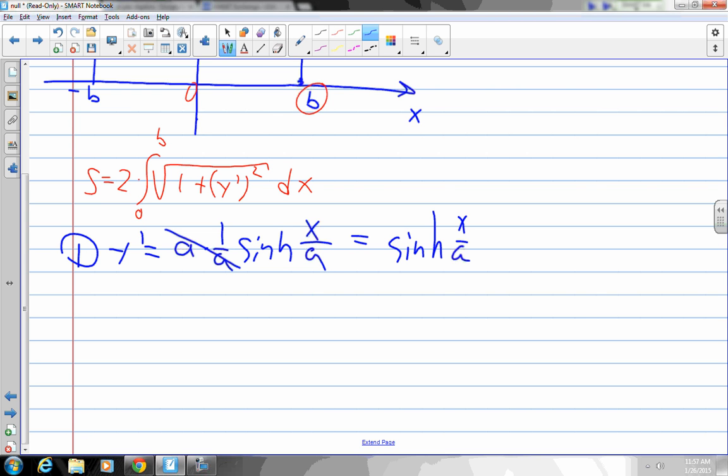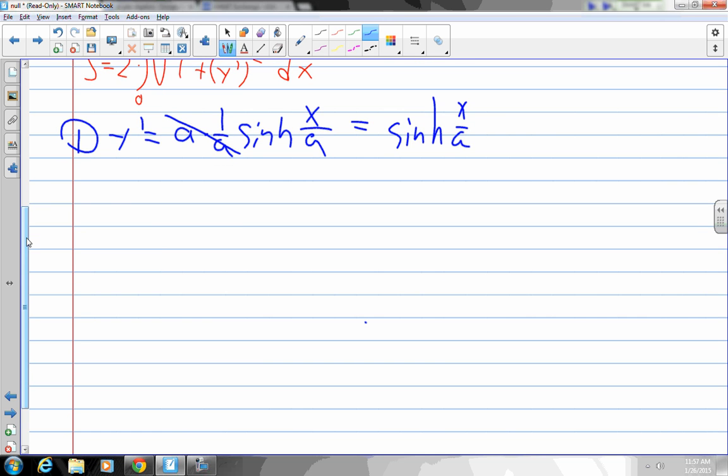I'm going to skip a step, because in this case it's not that hard. I'm just going to write 1 plus y prime squared, because y prime squared is kind of easy here. So we'll get 1 plus sinh squared of x over a. So that's the radicand. And I already see Aaron is checking his hyperbolic function identities, and he's about to tell me that 1 plus the square of hyperbolic sine is?